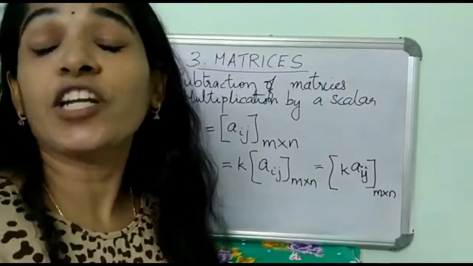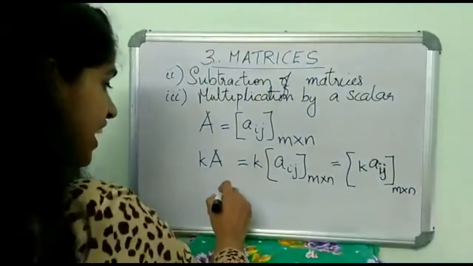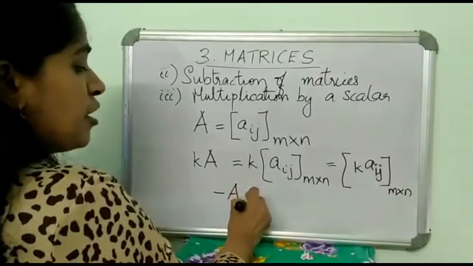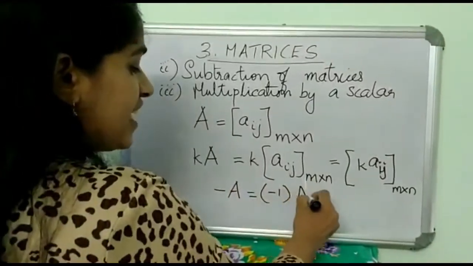So, what is the negative of a matrix? You'll get negative A by multiplying a matrix with negative 1. That means the scalar there is negative 1.